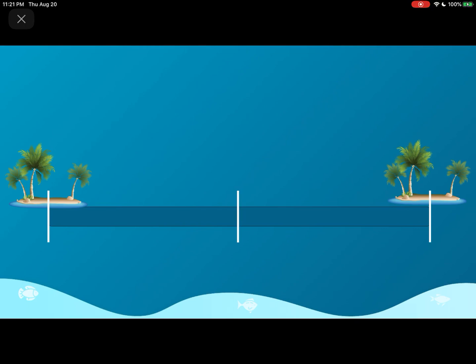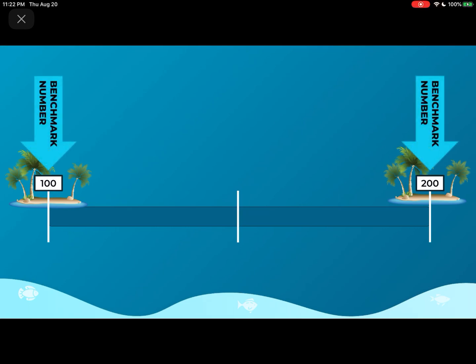So imagine a number line. And there's an island on the left and an island on the right, and then there's a middle section, okay? We're going to pretend that we are rounding a number to the nearest hundred, and it's going to be somewhere between 100 and 200. So that means that the number is going to be somewhere from 101 to 199, because those are the only numbers that could round in between there anyway, okay? So these two numbers on the ends are what we call our benchmark numbers, but those really are just one of the two hundreds that we're going to round to, okay?